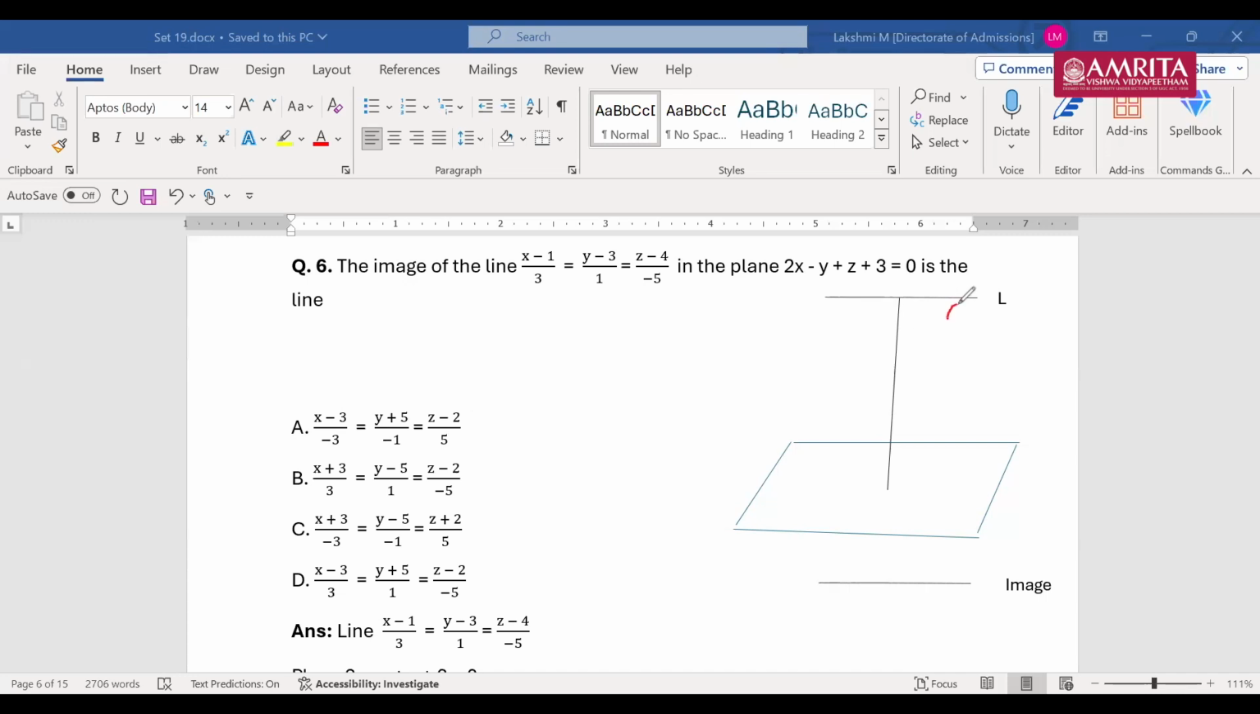If this is the line, this is the plane, and this is the image of the line and the plane, you have to find the equation of this one. That's what the question is asking you to find. Think on what or how you can do it. You have a line, you have a plane, there is a relation here, and you have to find out this one. So yes, just start doing and give me the idea how we can solve it.